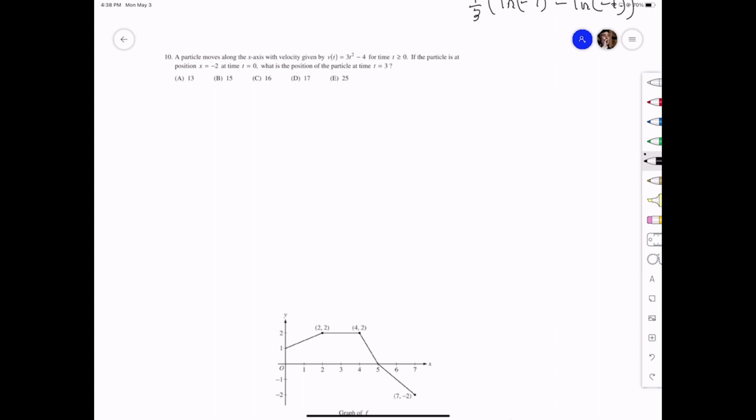A particle moves along the x-axis with a velocity given by v of t equals 3t squared minus 4. If the particle is at x equals negative 2 at t equals 0, what is the position at t equals 3? So the integral from 0 to 3 of v of t dt is equal to x of 3 minus x of 0.